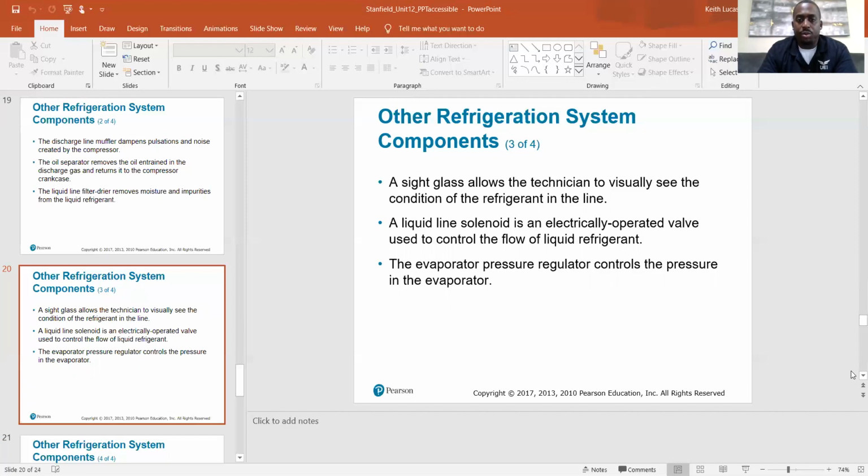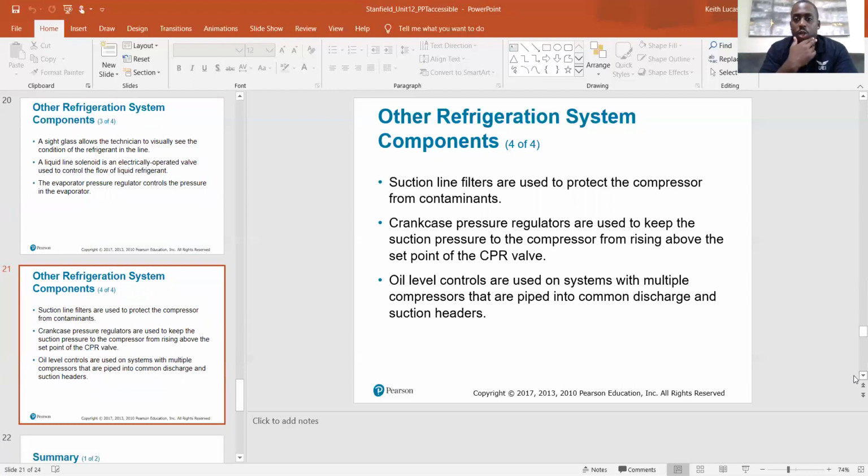The evaporator pressure regulator controls the pressure in the evaporator. Suction line filters are used to protect the compressor from contaminants. Crankcase pressure regulators are used to keep the suction pressure of the compressor from rising above the set point of the crankcase pressure regulator valve. Oil level controls are used on systems with multiple compressors that are piped into common discharge and suction headers.